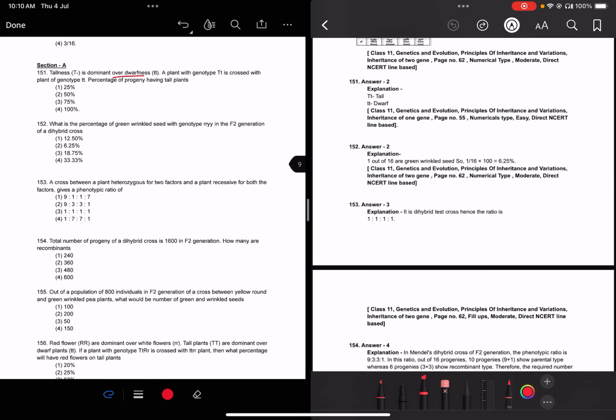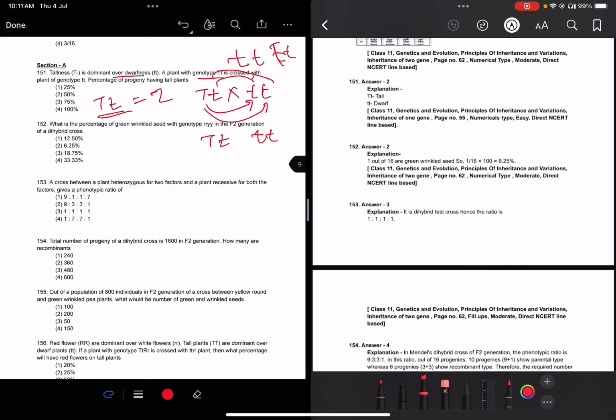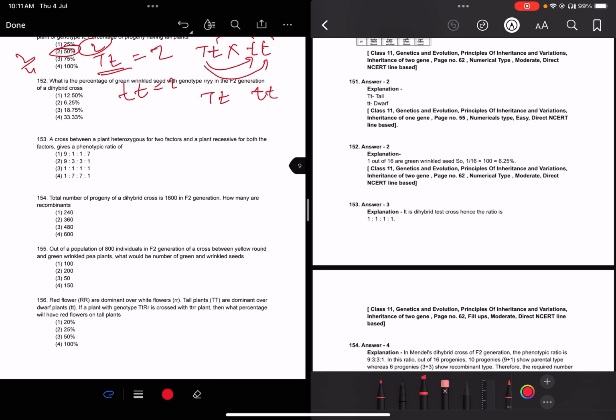Question 151: Tallness is dominant over dwarfness. A genotype with Tt is crossed with genotype tt. What is the phenotype ratio? So this will cross with this, this cross with this, and this cross with this. So there are Tt, tt, this cross with this, and this cross with this, and Tt is 2. So 2 by 4, the answer is 50%. So 2 is question, 2 is solution.